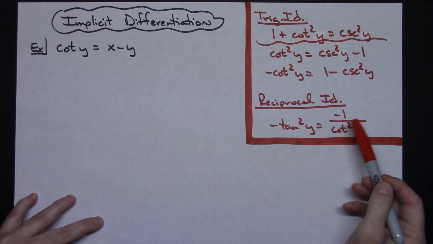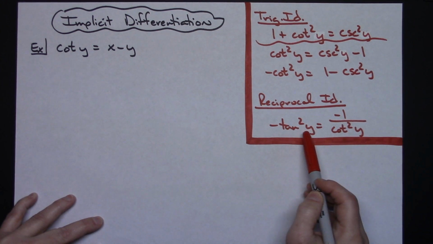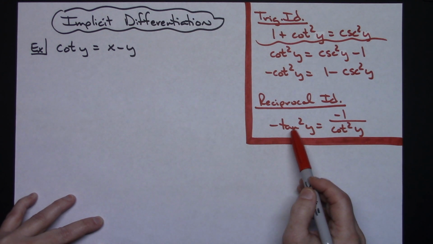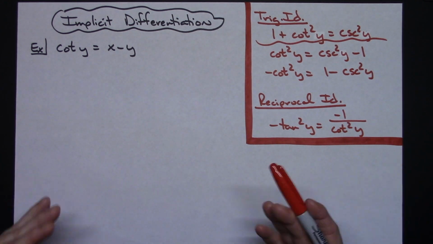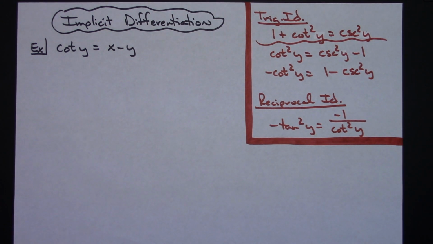Pretty common reciprocal identities: 1 over cotangent squared y is going to be tangent squared y, and you can have negatives on both sides. It's not going to affect that formula. So again, I set this up so that it will match what I need to do for this particular problem.